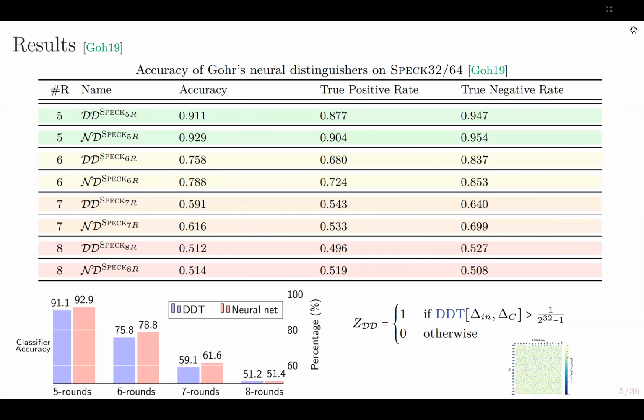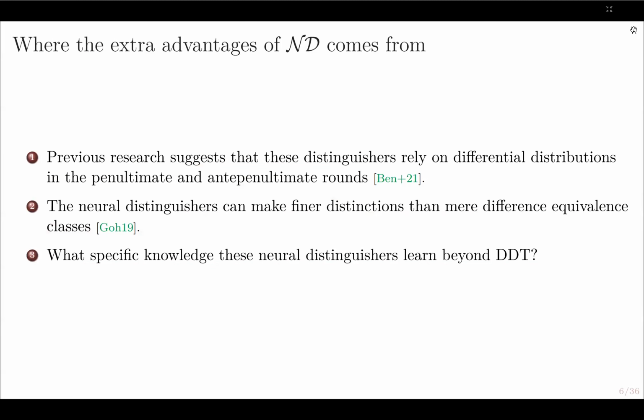So this suggests that this neural distinguisher has some additional features that are non-pure differential. What kind of features can these be? Previous work suggests that this neural distinguisher relies on the differential distribution in the last two rows, and it can make finer distinctions than the near difference equivalence class. But what specific knowledge does this neural distinguisher learn?